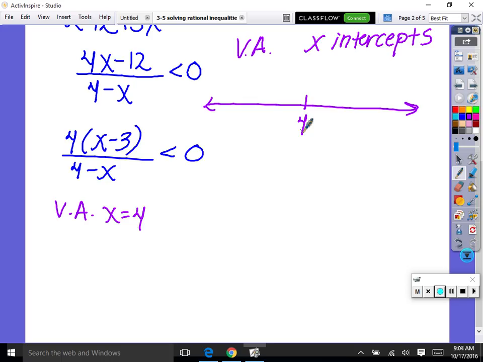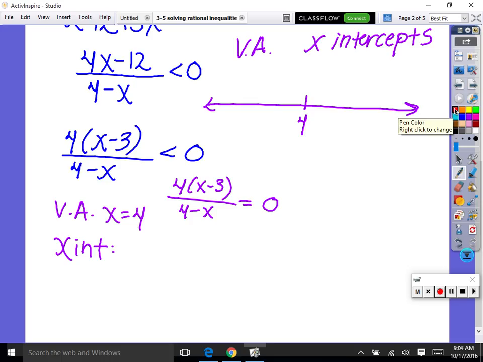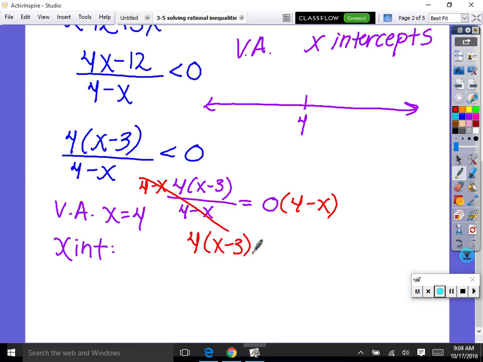And then we're going to test our x-intercepts. Now remember, that's when y equals 0, correct? So I'm just going to set this equal to 0. I'm going to pretend like this is an equal sign. So we have 4x minus 3 over 4 minus x equals 0. Let's solve for x. So when we multiply the bottom up, everybody? So that would be 4 minus x, 4 minus x. So those divide out. So we have 4 times x minus 3 equals 0.